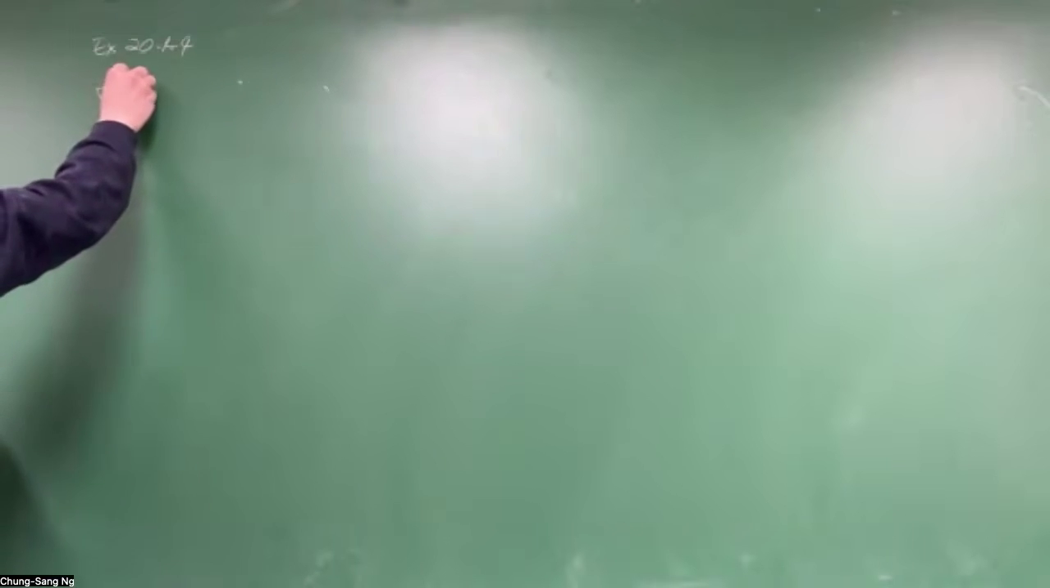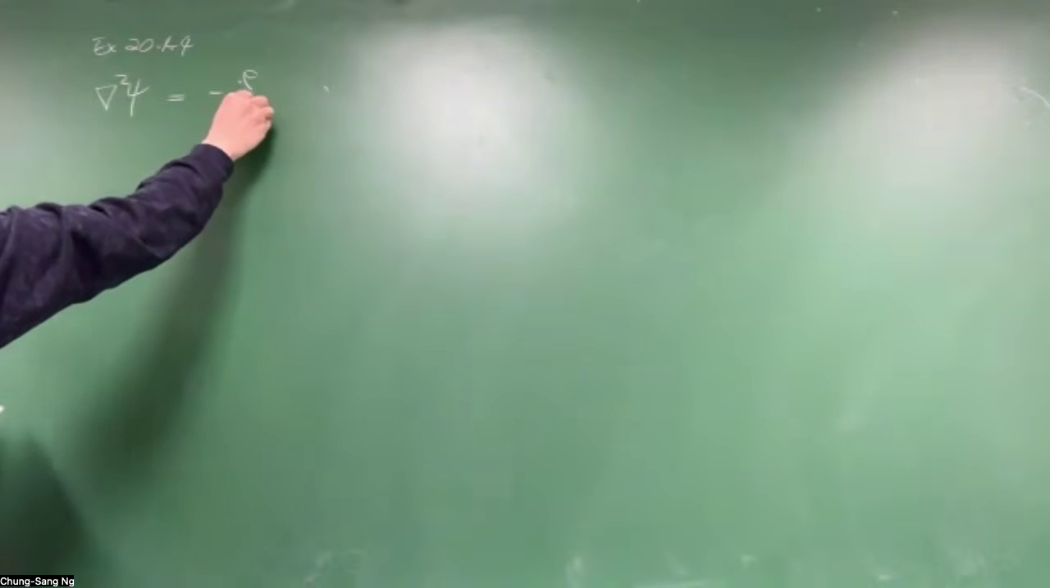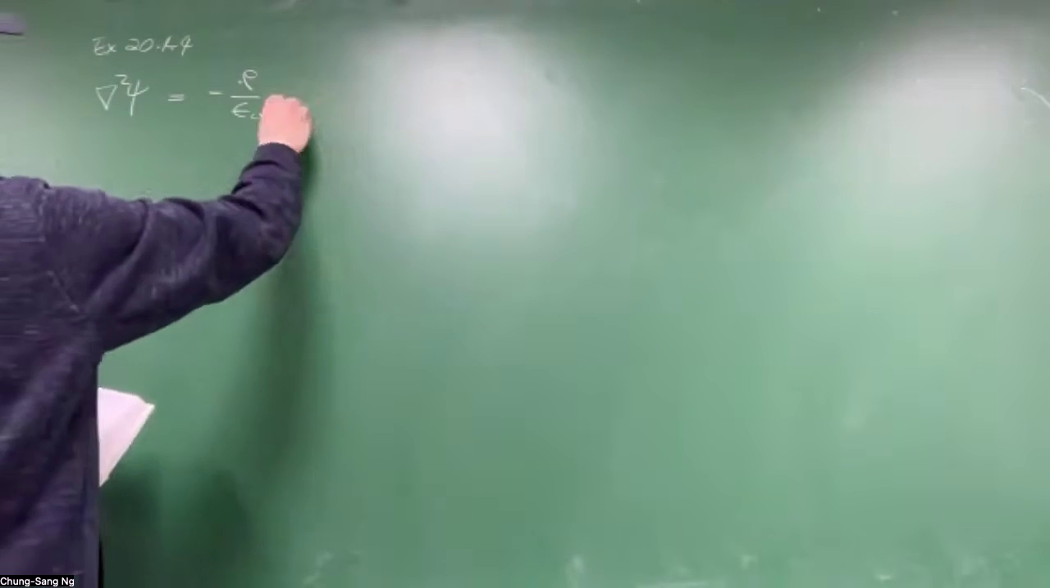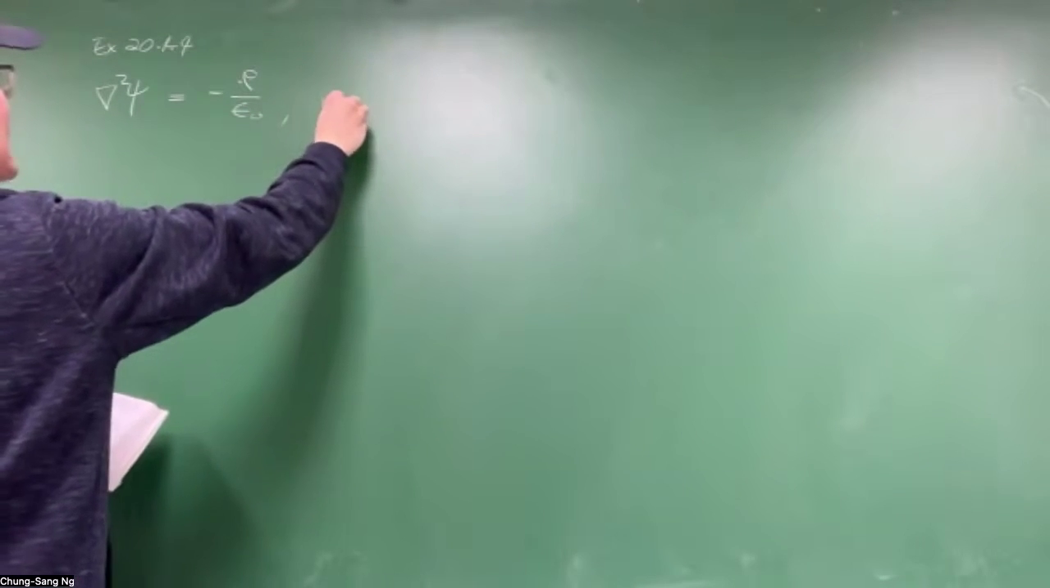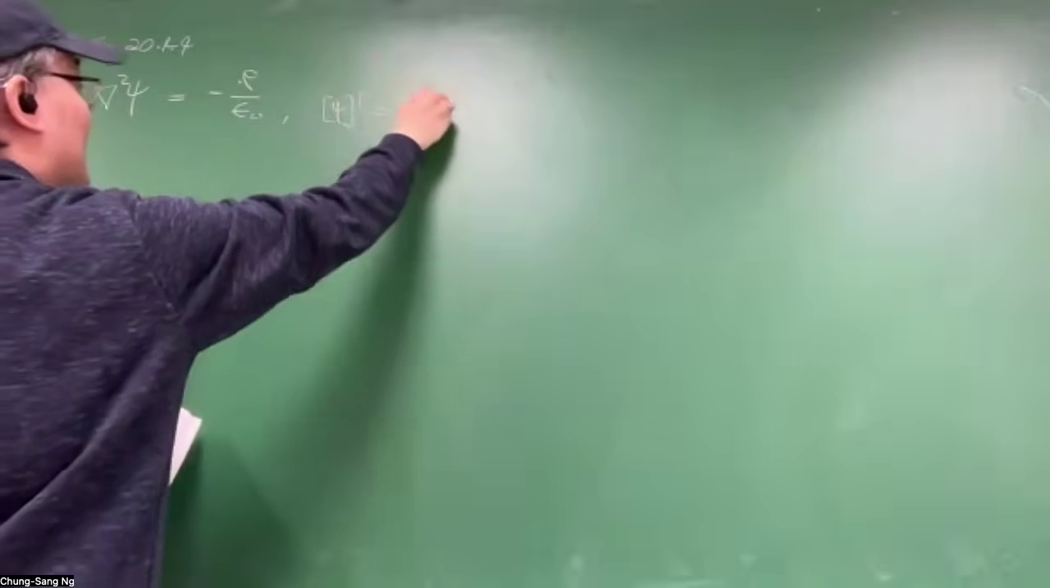Just part A. The Poisson equation is the Laplacian of psi equals minus rho over epsilon 0. Then take the Fourier transform on both sides. When you take a Fourier transform, you call the Fourier transform of psi capital psi.